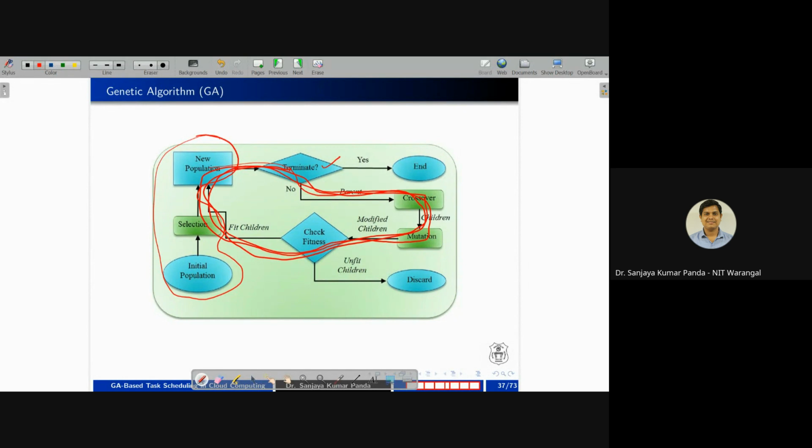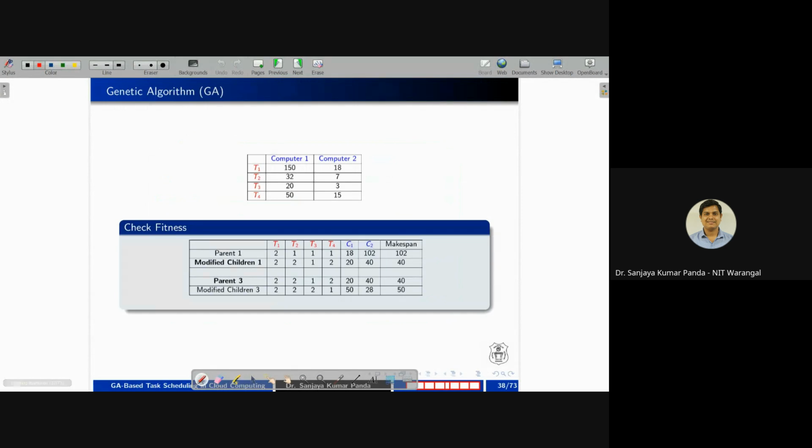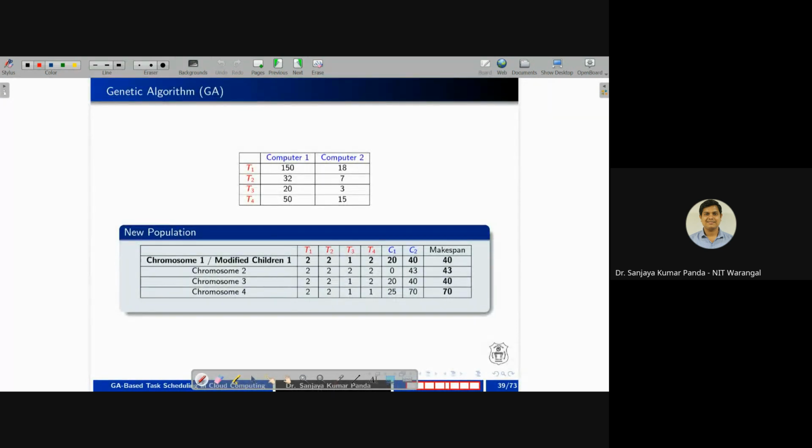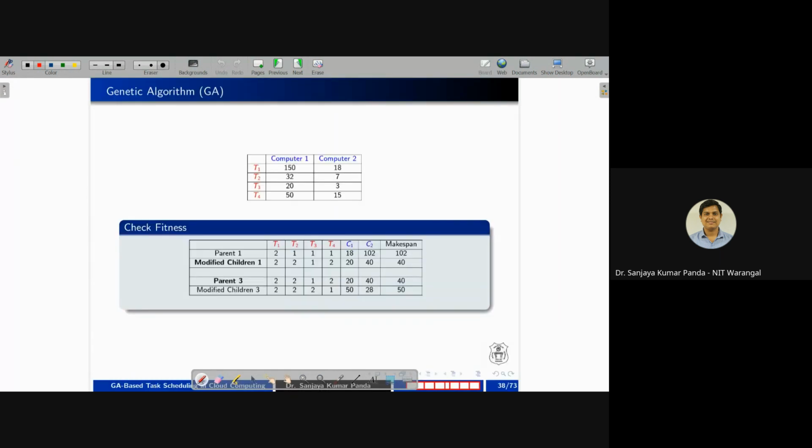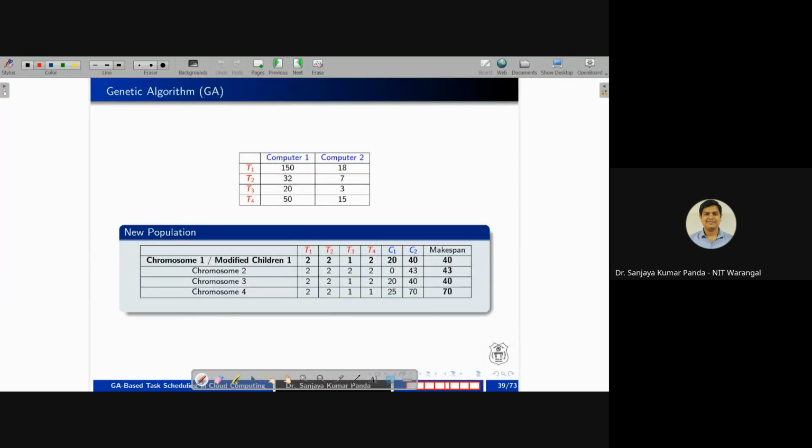So in the cloud case, many people have solved this particular problem. Yeah. So here I think I am doing another round, yes. So you can see after one iteration, our objective is fulfilled, right? You can see here we have selected modified children 1 because modified children 1 is better than parent 1. And I am keeping parent 3 as it is because modified children 3 is not giving good value. So this is my new population. I have updated my chromosome 1 with modified children 1.